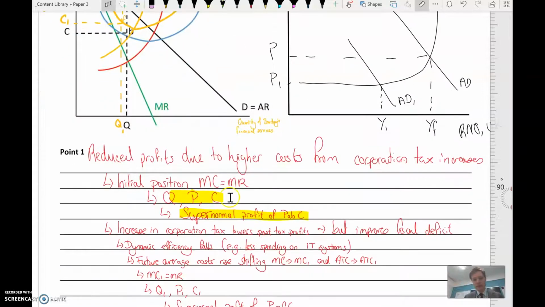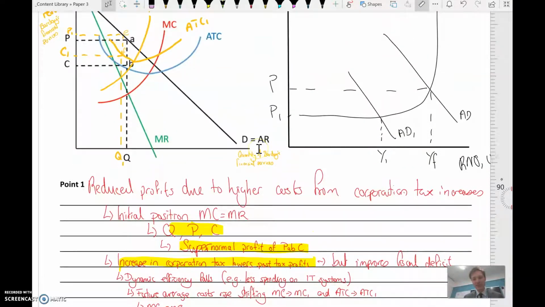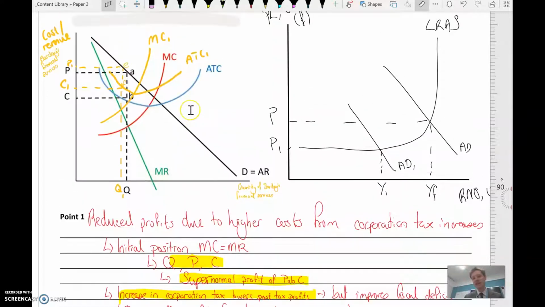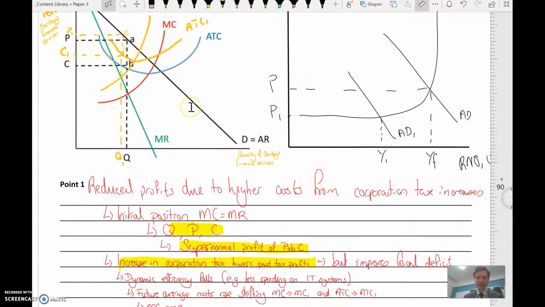Now, the problem here is that if you increase corporation tax, I've got a bit of a problem. You probably could get away with just saying the increase in corporation tax effectively increases costs for the company and raises ATC and MC. Technically speaking, though, it doesn't actually do that.